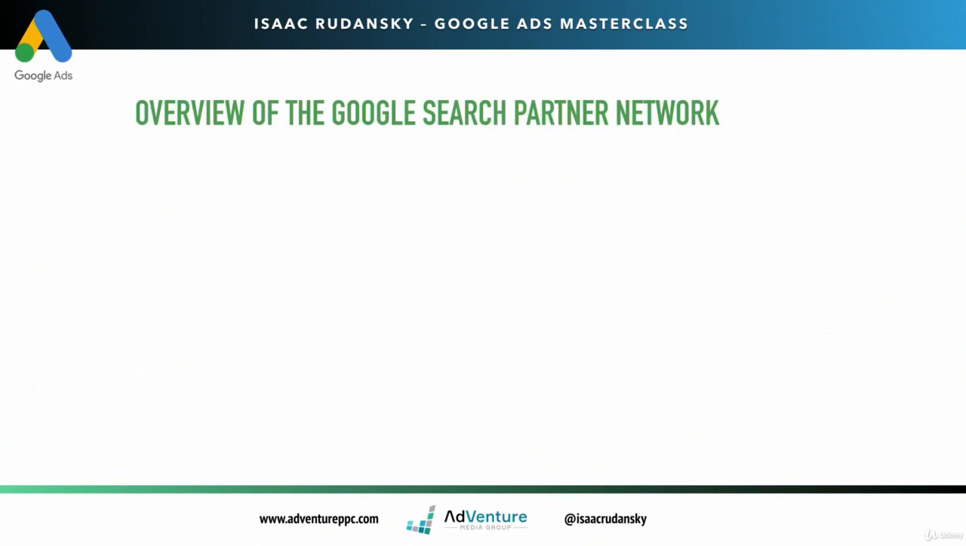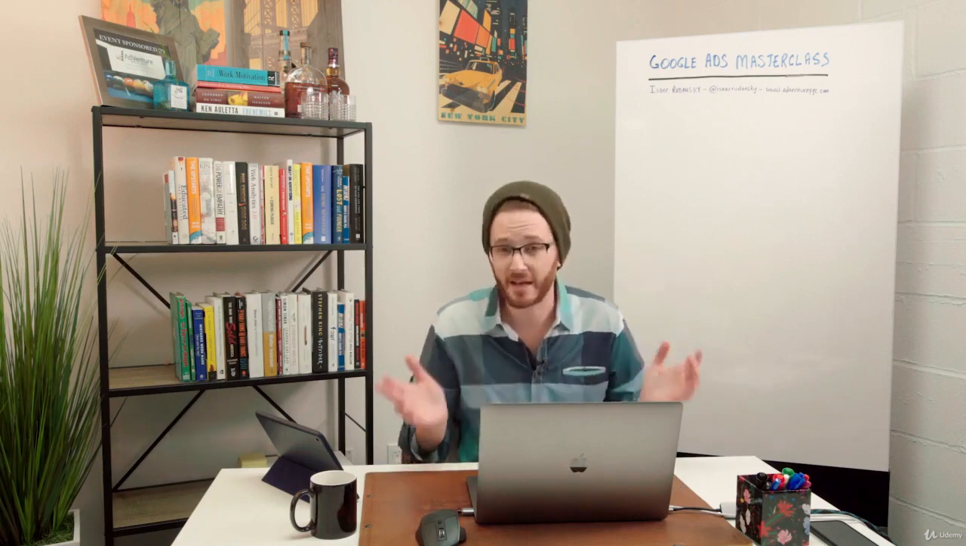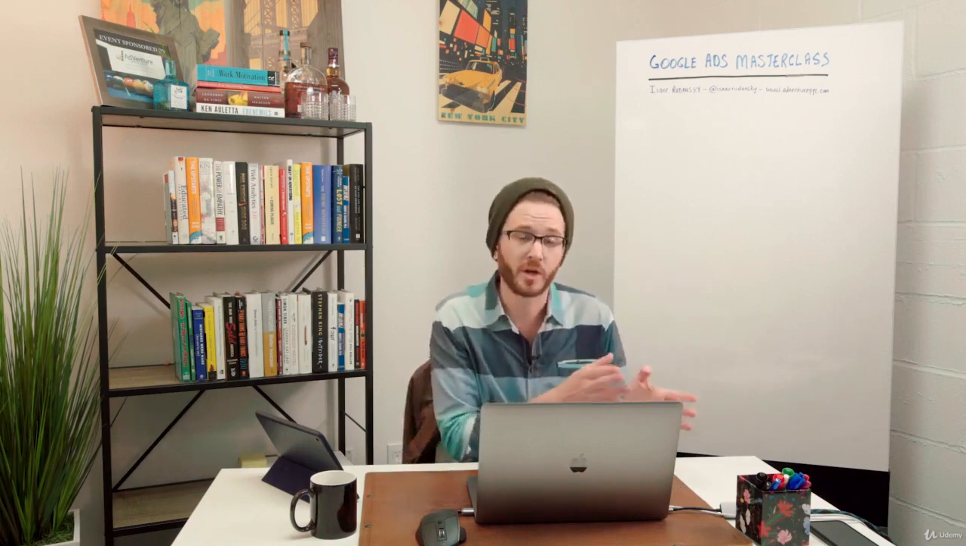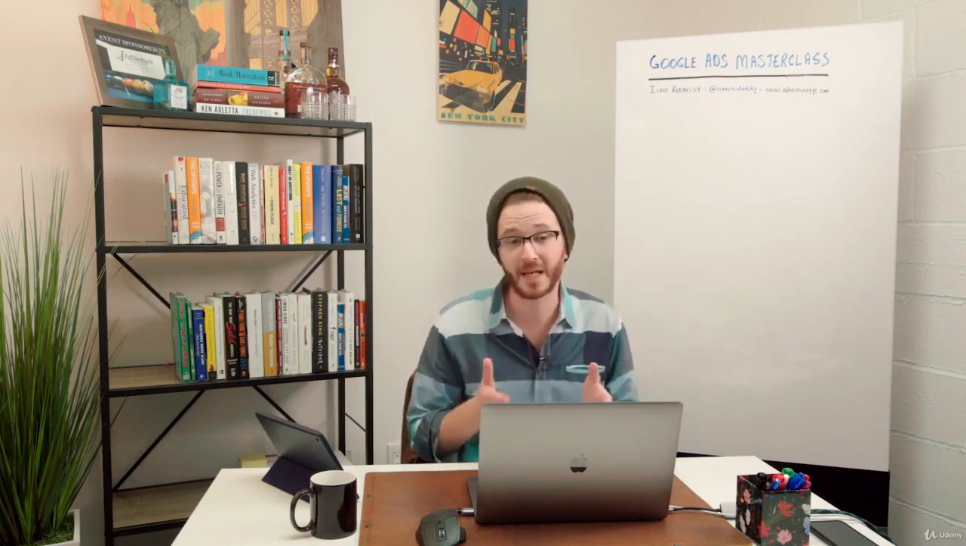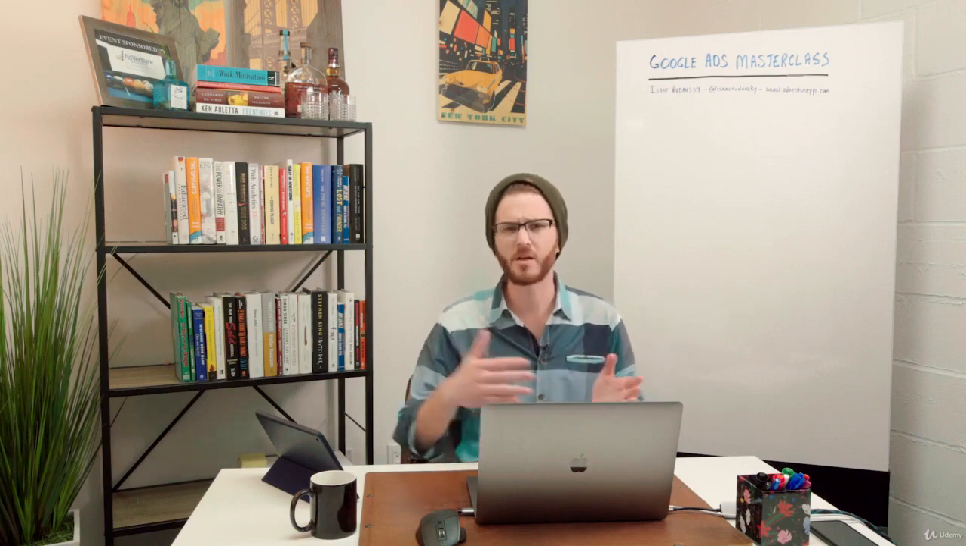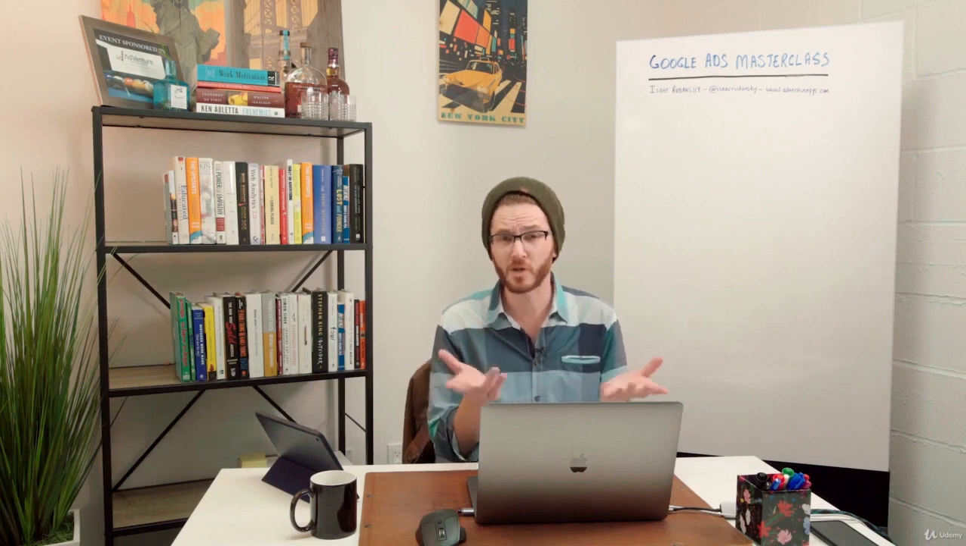The search partner network includes sites like YouTube, Amazon, Ask.com, Google Maps, About.com, many, many others. There's no official list. These are sites that have search functionality within them, and there's not just a handful. There are tens of thousands of sites like this that use Google search functionality in some way in their websites, and there's a range between real, legitimate websites like the ones I'm listing above and just tons of random blogs that also use search functionality.